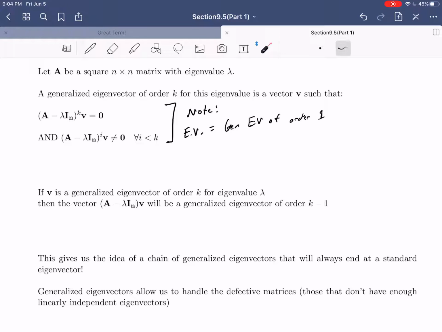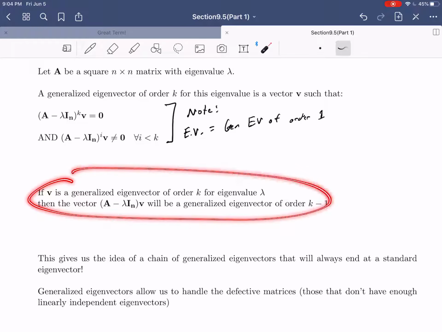Okay, so now we know what a generalized eigenvector is going to be defined as. We don't quite know yet how we would calculate these easily, but we'll see that as we start our examples. However, we have to talk a little bit more about if we can find one of order k, we can actually find eigenvectors of any lower order. So there's this little statement here.